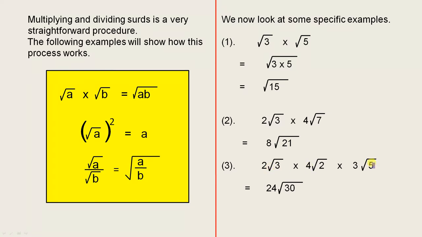When we have 3 terms multiplied together, you multiply the numbers outside of the square root sign together. That gives you 24. 2 times 4 times 3 is 24. And 3 times 2 times 5 is 30. So it's 24 the square root of 30.